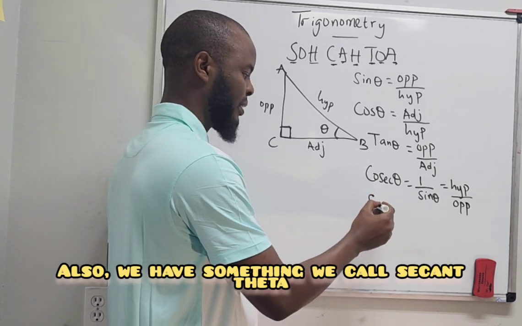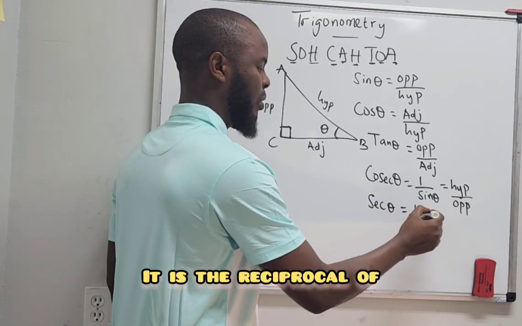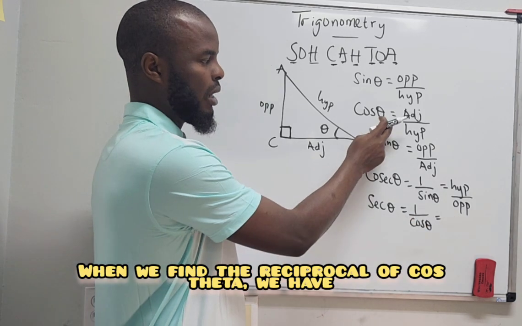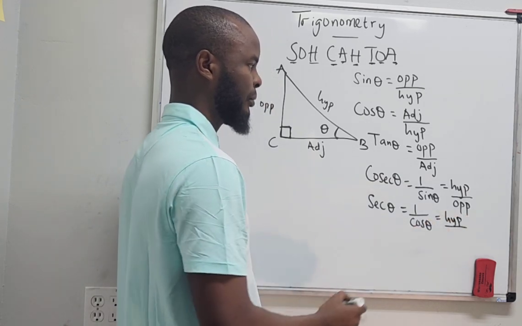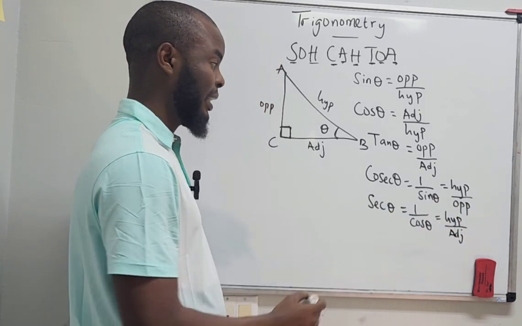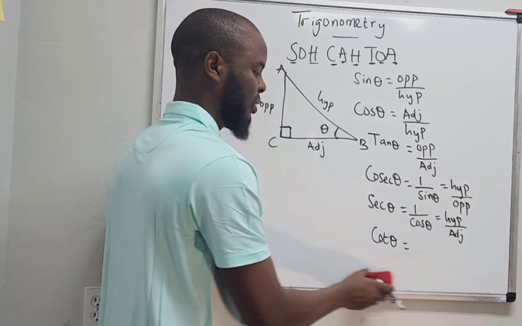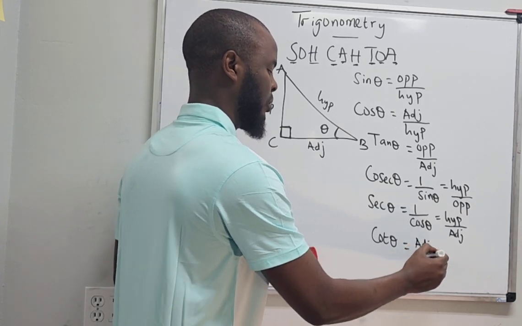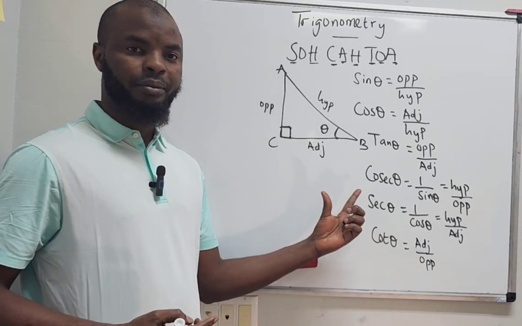Also, we have something we call secant theta, which is sec theta. It is the reciprocal of cos theta, and if we find the reciprocal of cos theta, we have hypotenuse over adjacent. And the last one here is what we call cot theta. For cot theta, we have adjacent over the opposite. So these are what we have.